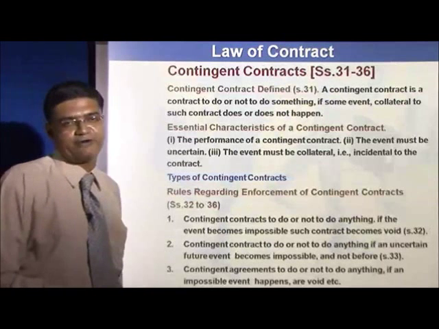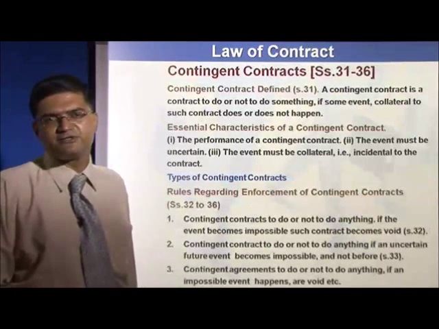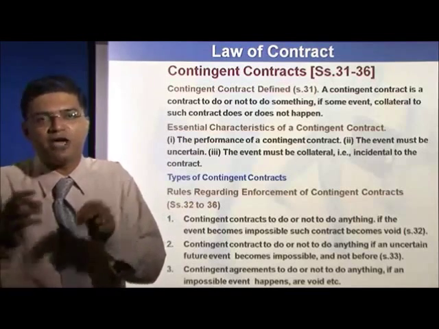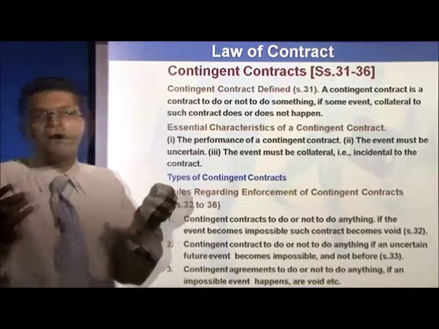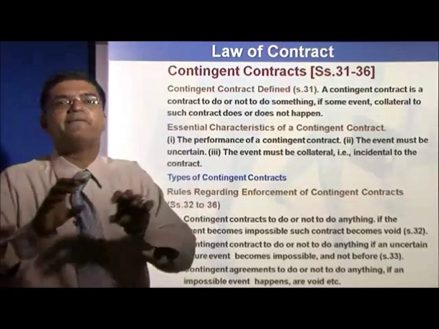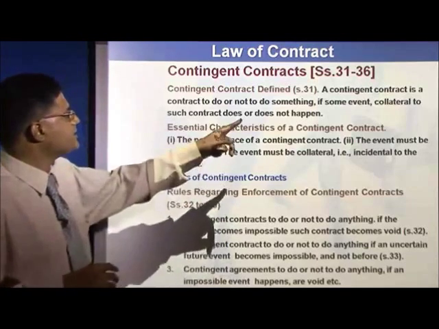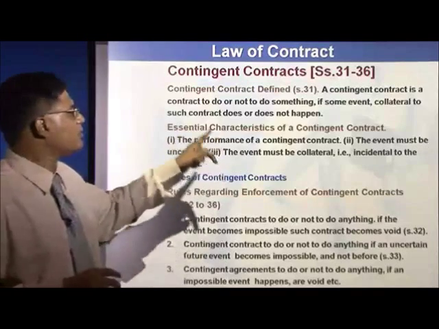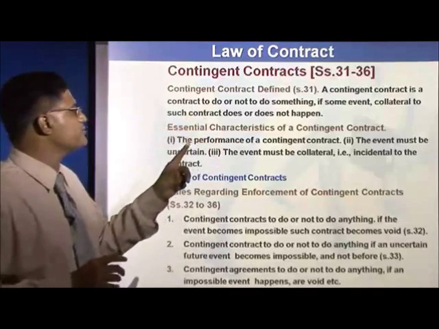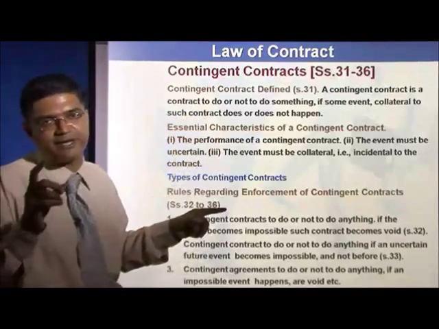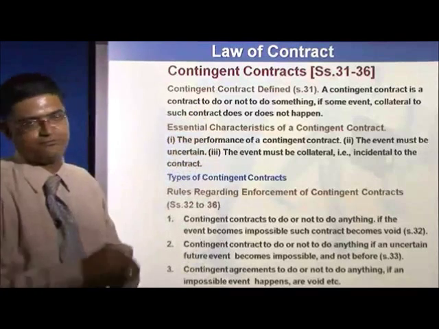Then contingent contracts. Contingent means something, an event has to happen. A contract will be enforced on the condition that some event will happen or will not happen. That is what is called a contingent contract. A contingent contract is a contract to do or not to do something if some event collateral to the contract does or does not happen. It can be positive or negative.